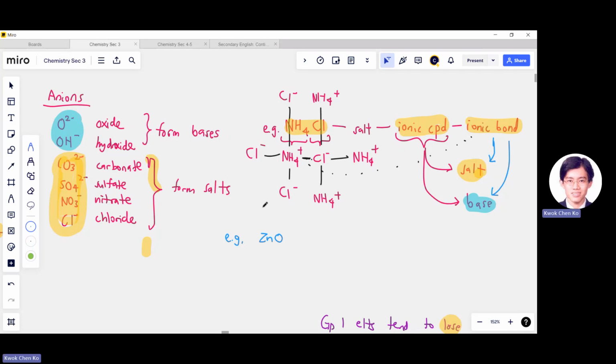The other way, if you go back to basics, you remember ionic compound means I have metal and non-metal. So confirm it's an ionic compound. But I think more tricky is, what are the ions? What are the ions? Or this guy is made up of what and what? Okay, that is the difficult part.